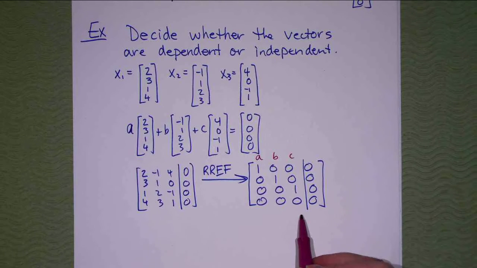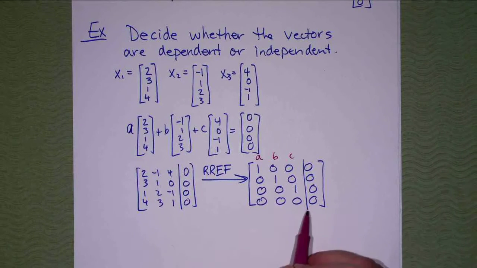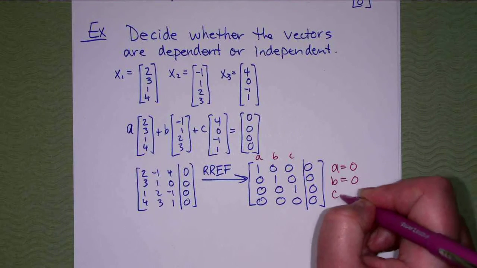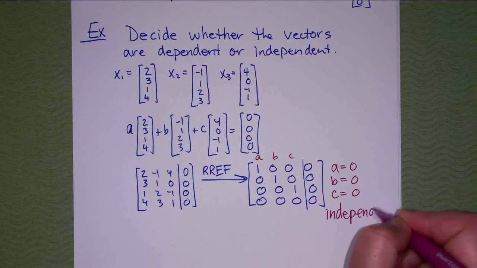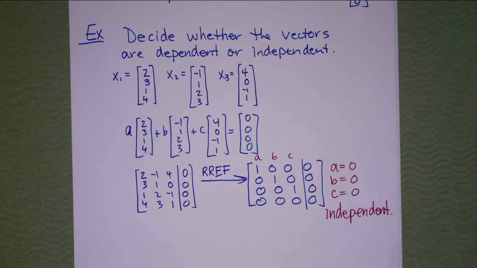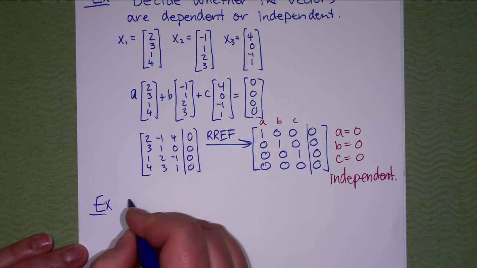No. A row of zeros doesn't mean it's free. It's the lead ones that tell us that. So here A has to be 0, B has to be 0, and C has to be 0, so it's independent. Okay. So what if it were dependent? What's that look like?